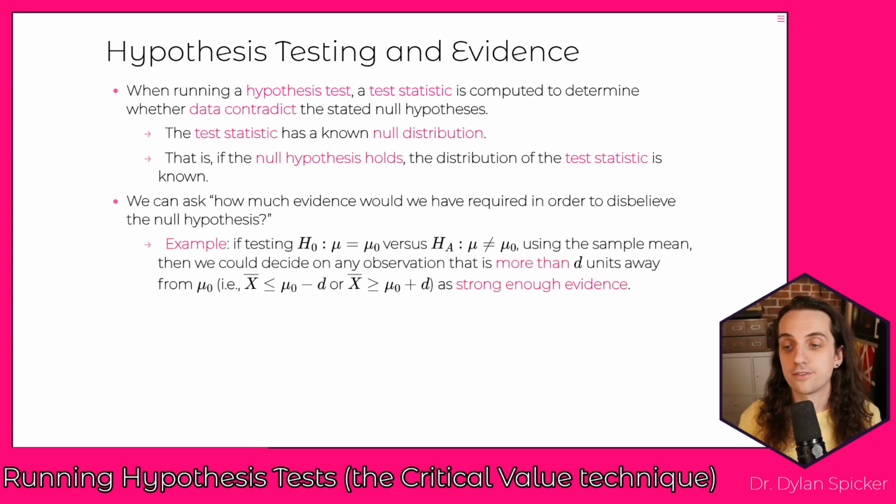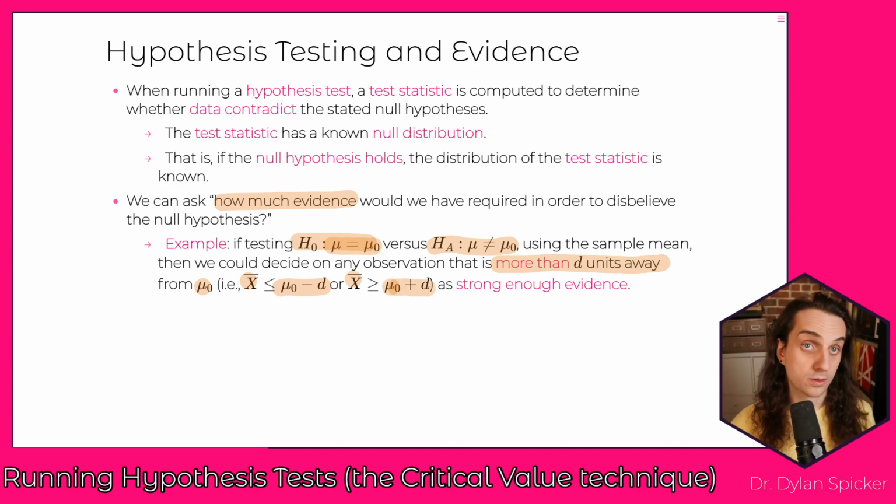We might, for instance, set up a hypothesis test that the mean is equal to some value mu naught, versus a two-sided alternative. If we are using the sample mean, then what we're asking is how large or how small would the sample mean have had to be for us to doubt that it is actually equal to mu naught? We could say any observation that is more than d units away from mu naught, so if x bar was less than mu naught minus d, or if it was mu naught plus d or bigger, then that's strong enough evidence. The question then becomes, how do we decide on what d is here?